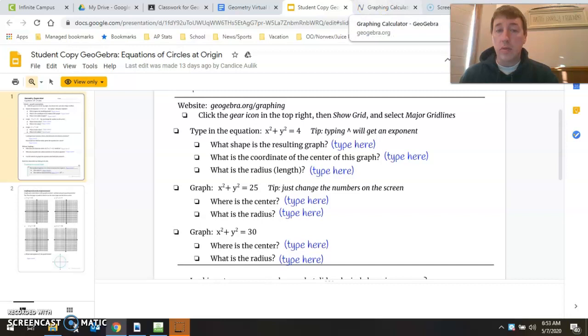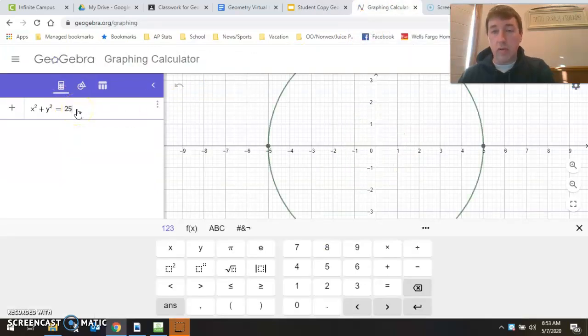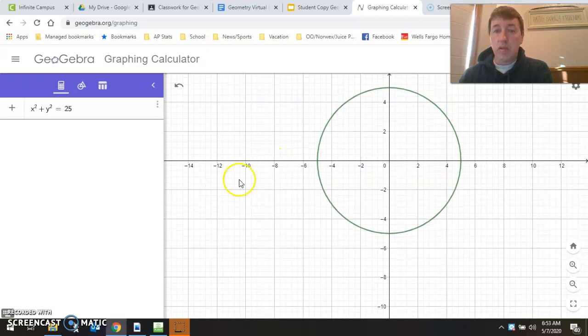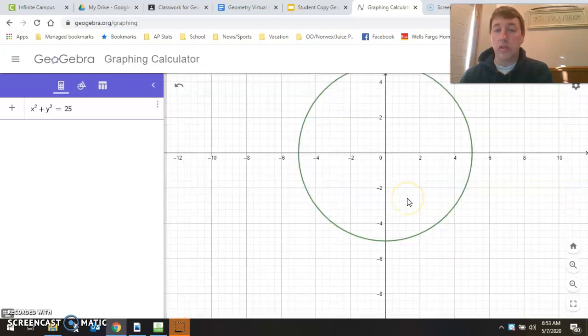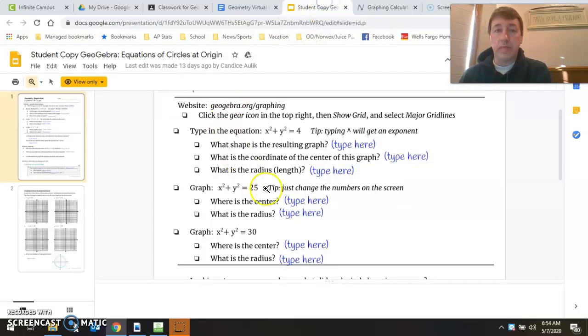Now if I look at the next one, it says x squared plus y squared equals 25. Really all I'd have to do is take the square root of 25. I'm going to make this just a little bit smaller. So if you look at it there, the center still will be at the origin. I'm going to go to the right 5 because the square root of 25 is 5. Up 5, left 5, and down 5, and try to put a nice circle into it. Again, we're graphing circles centered at the origin.